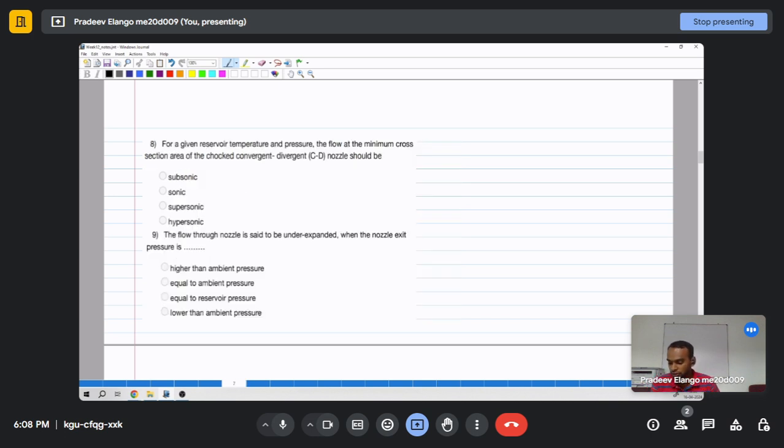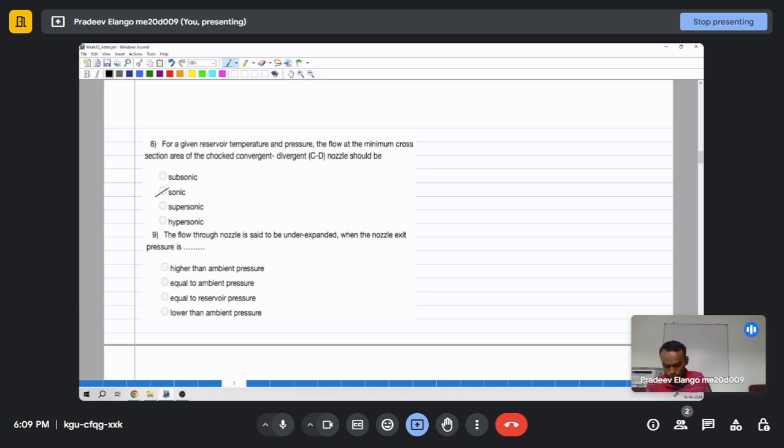8. For a given reservoir temperature and pressure, the flow at the minimum cross-section area of the choked convergent divergent nozzle should be subsonic, sonic, supersonic, or hypersonic. For a given temperature, for choked condition, it is sonic.